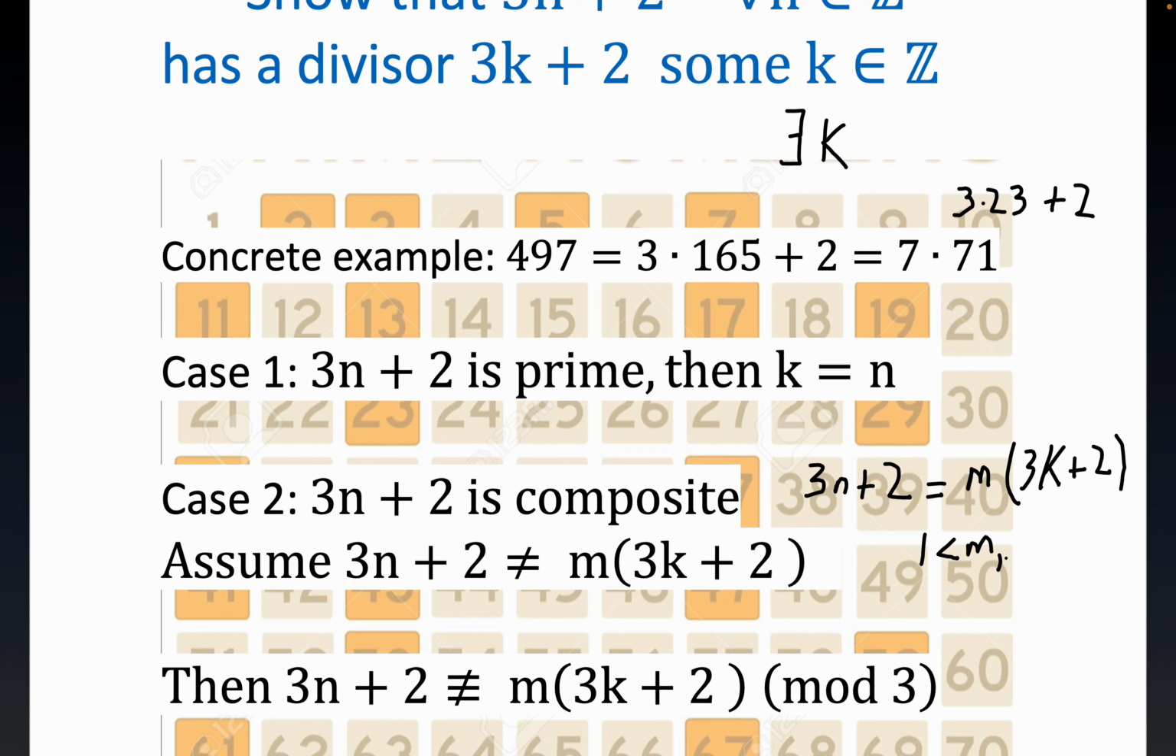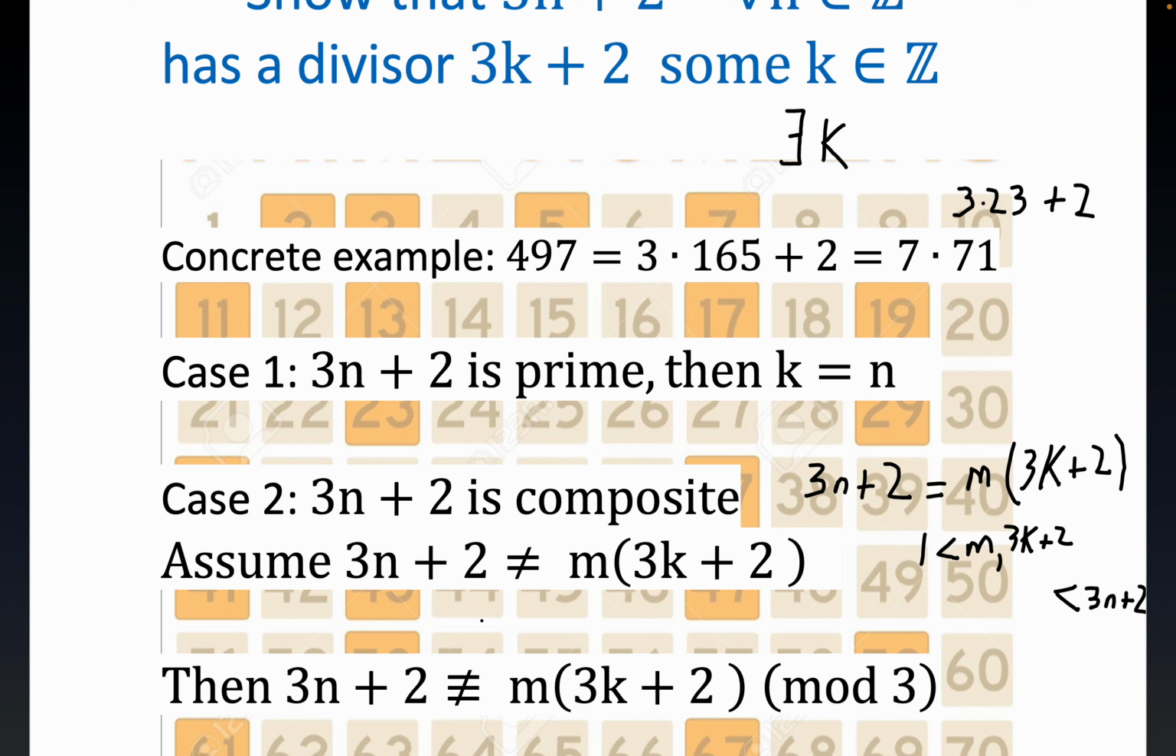I'm going to run out of room here. 3k plus 2. See, it has two divisors between 1 and the number itself, less than 3n plus 2. I knew I would run out of room there. Again, this is the definition of what we mean by composite: you have two divisors strictly between 1 and the number itself, such that their product is such that 3n plus 2 is equal to m times 3k plus 2 in this case. This is saying 3k plus 2 is a divisor.